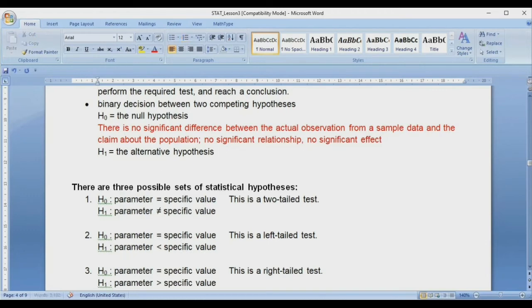Then, pag sinabi namang alternative, there is a significant difference, relationship, effect, impact, sa lahat ng there is, babaligtarin mo lang yung null. Di ba lahat ng null, there is no. Ito lahat there is. So may pinagkaiba yung narinig mo and yung na-witness mo.